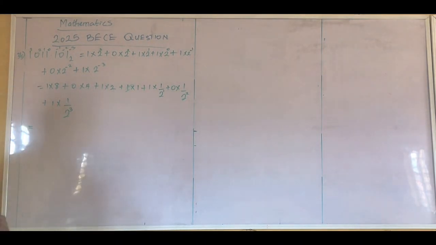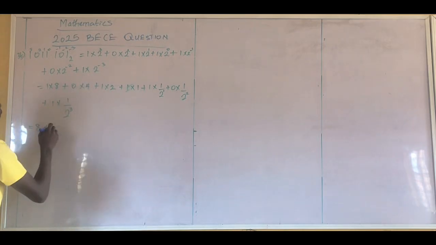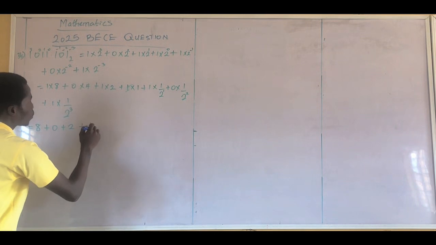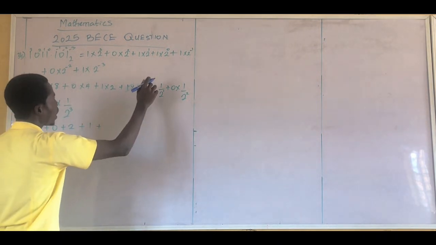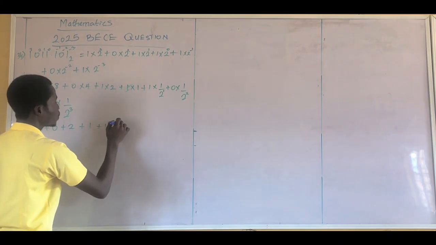Okay. Moving on, 8 times 1, 8. Plus 0 times 4, 0. Plus 1 times 2, 2. Plus 1 times 1, 1. Plus 1, okay. Let's take it one step at a time.